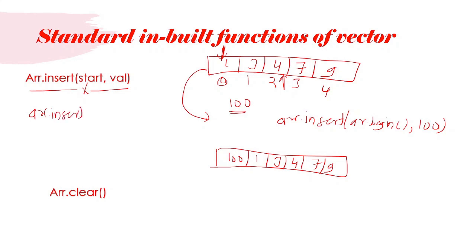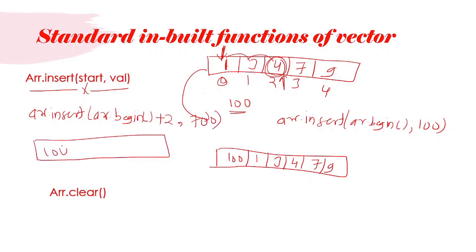arr.insert(arr.begin() + 2, ...). From the first position I want to insert the element at the second, so I need to go 2 steps ahead, so 1 and 2. So I need to insert over here. From begin plus 2, so from begin I need to move 2 steps ahead, comma, say I want to insert 700. So how will my array look now?